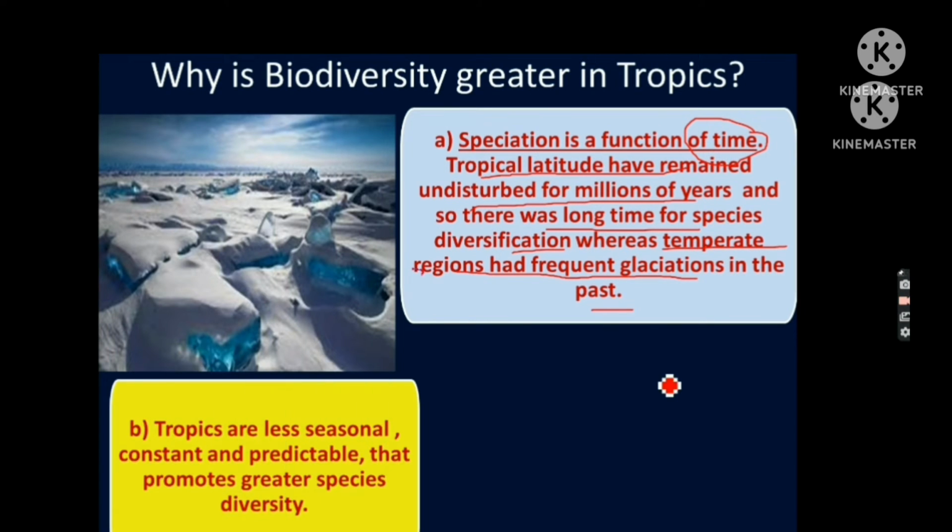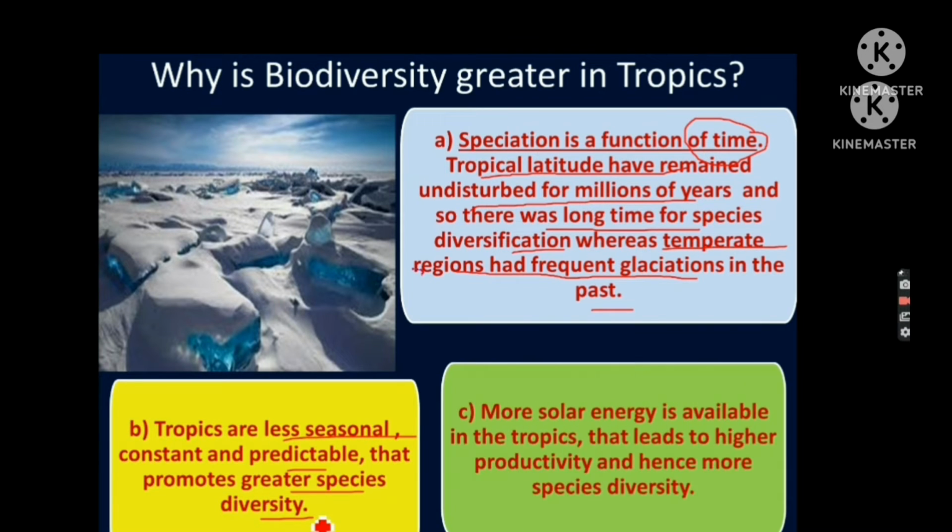Second reason is tropics are less seasonal and they are predictable, which promotes more diversity. So tropics are less seasonal. Third reason is more energy is there, more solar energy falls on the tropic area, which leads to more primary productivity and hence more species diversity.